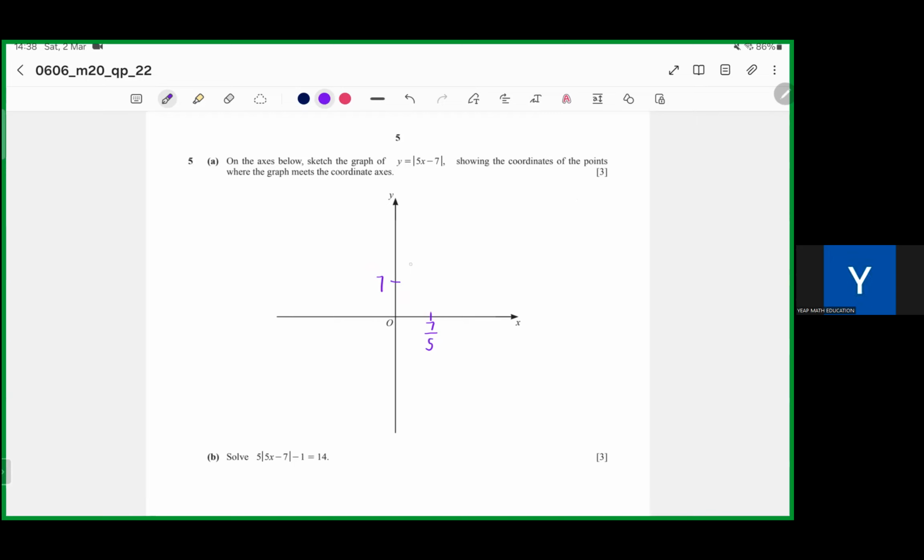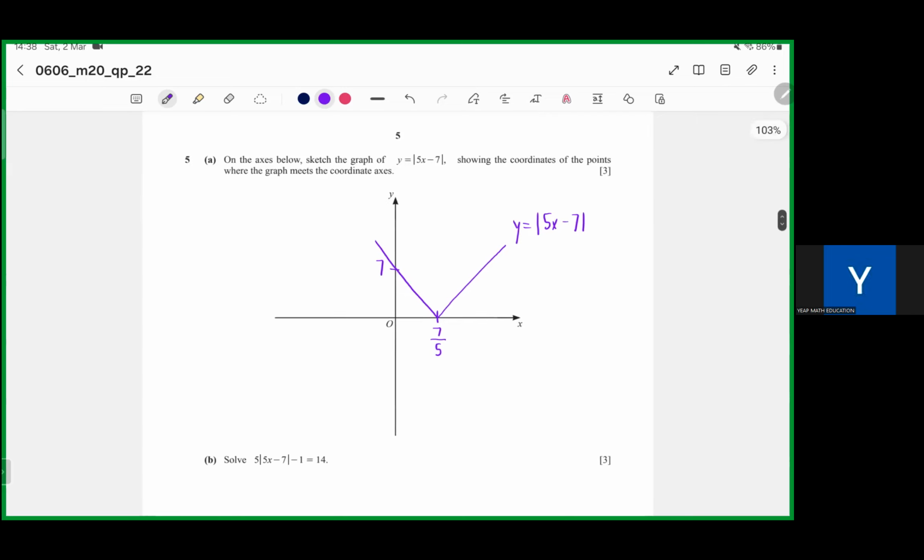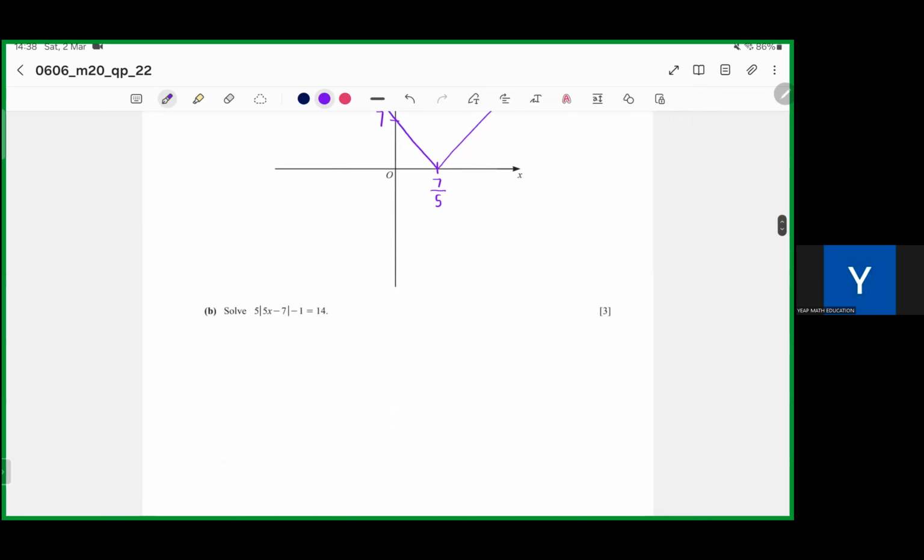Okay, now we can sketch it out first. If you can sketch a graph like this, you can get full marks for the 3 marks. Okay, now we solve for this question.